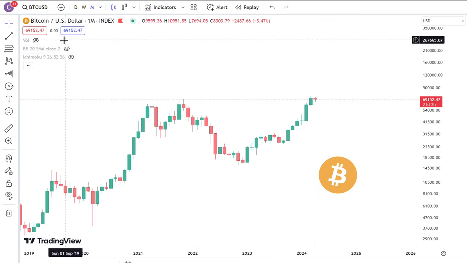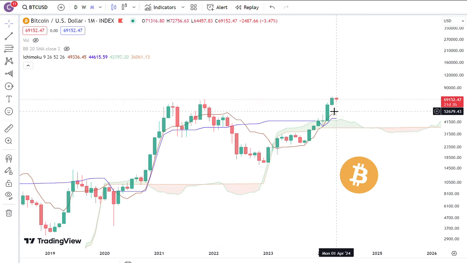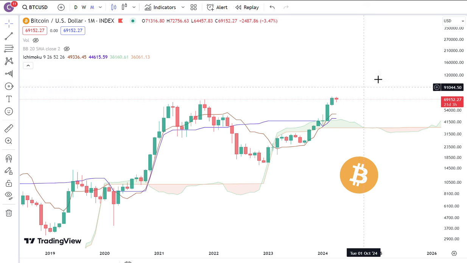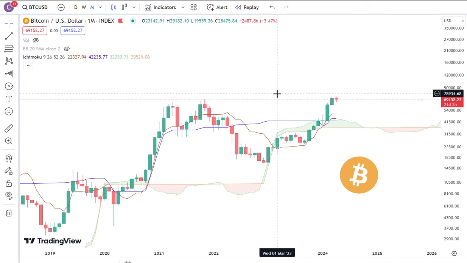Although it is still a little bit far from the Tenkan underneath. So this is a little bit of an elevated risk right here for a potential correction going down. But I'm still very, very bullish on Bitcoin, very much long-term wise. But at this point, in the short term it could go up, it could go down. I don't know.